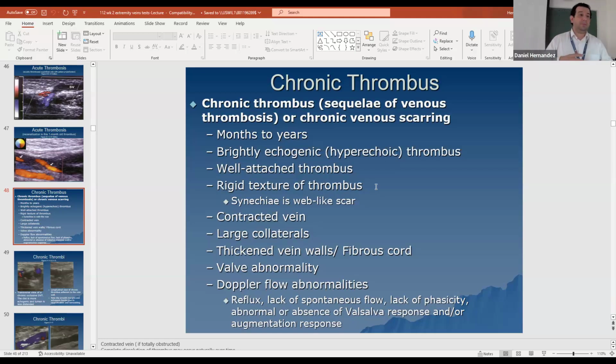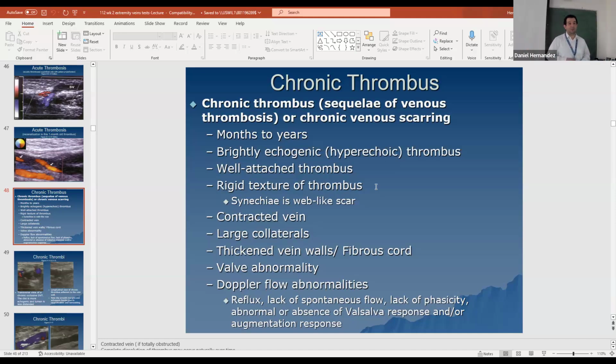So when the thrombus is in its acute phase, the patient might have smaller collateral vessels surrounding it, trying to get blood flow around it. But as it enters into that chronic phase, those collateral channels are the ones that try and take over and offer more support, and they become larger in size. So we see larger collaterals in patients with chronic DVT. So we might see thickened walls, that fibrous cord, fibrous stranding.